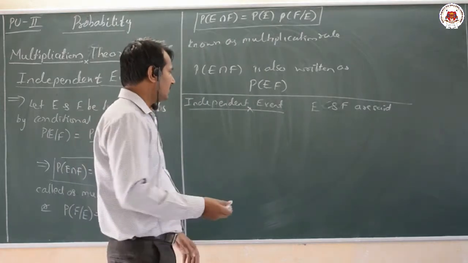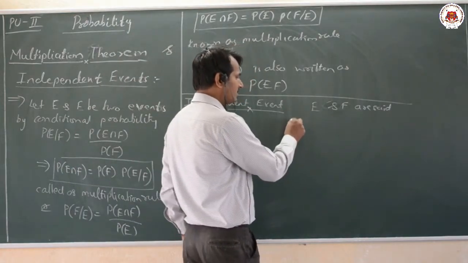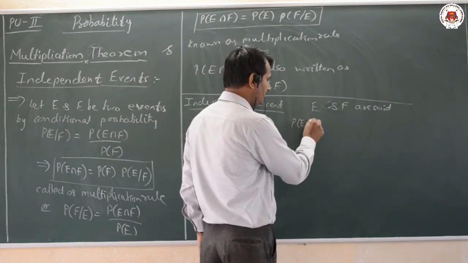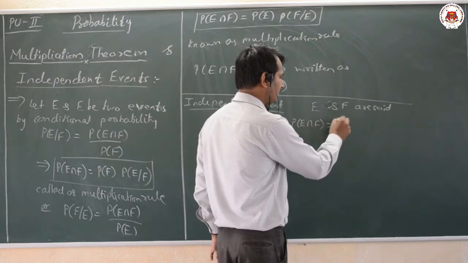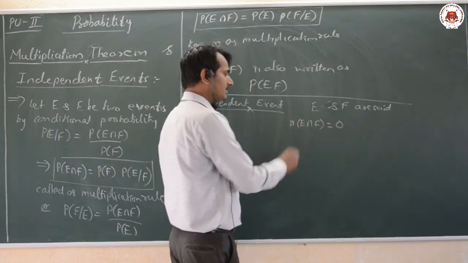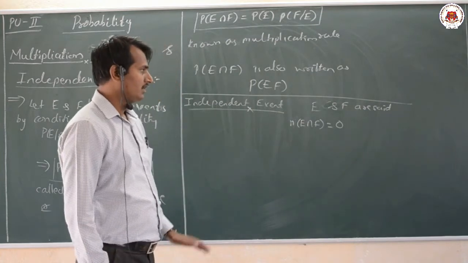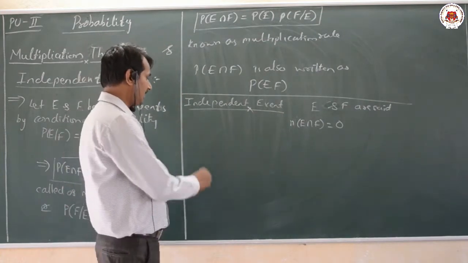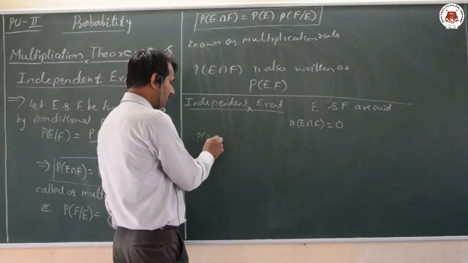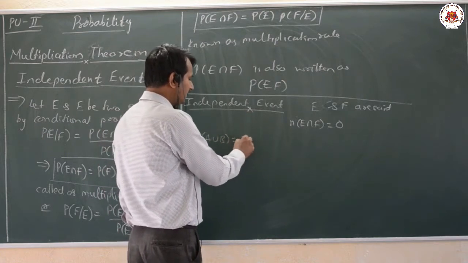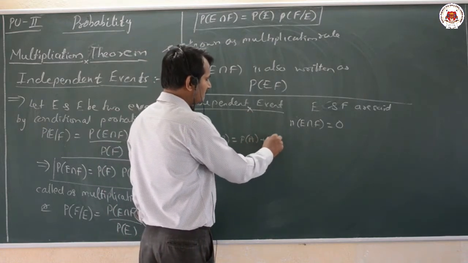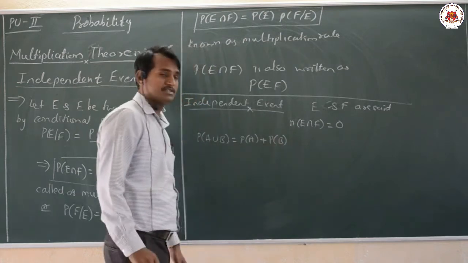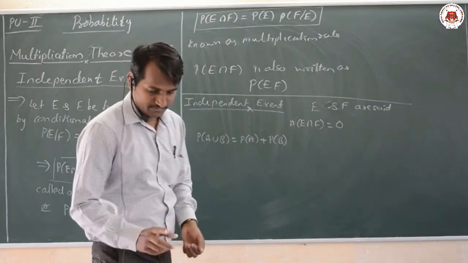Very simple thing. According to the independent event, P of E intersection F is nothing but the null set, or n of E intersection F will be 0 here. Now let us look at the theorem. P of A union B is nothing but P of A plus P of B. Okay, dear students, next what we have?